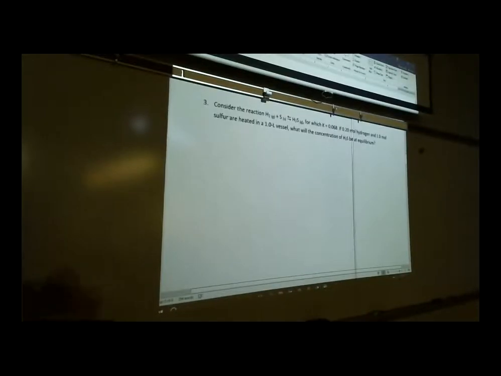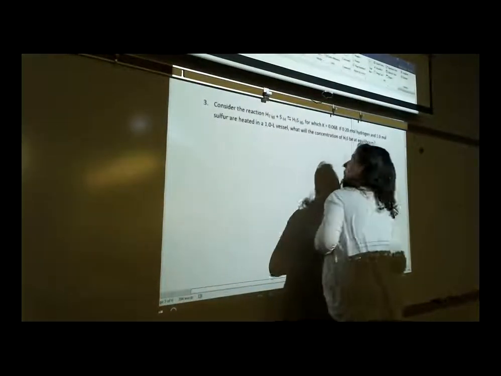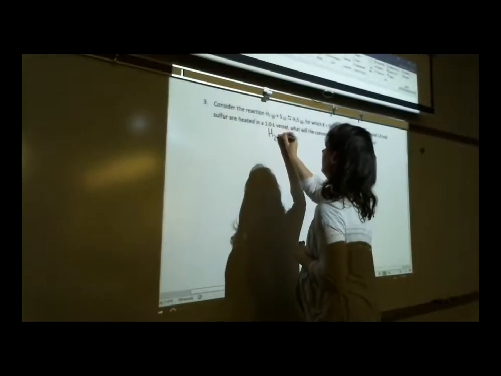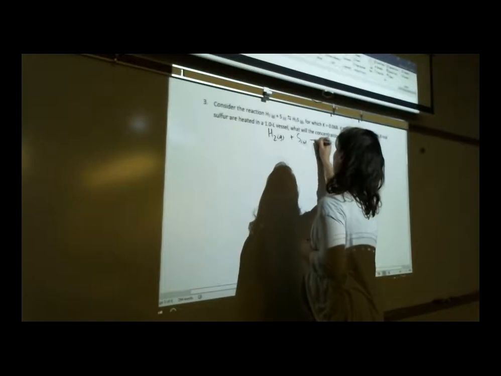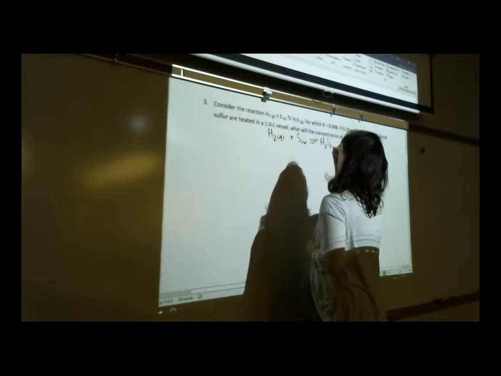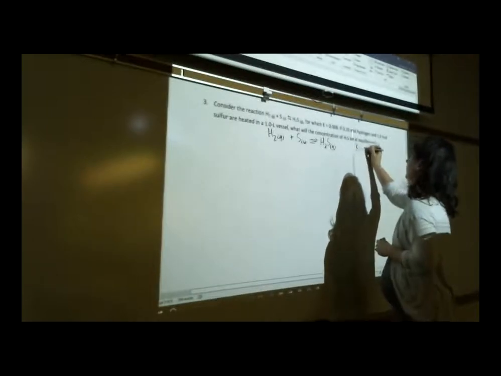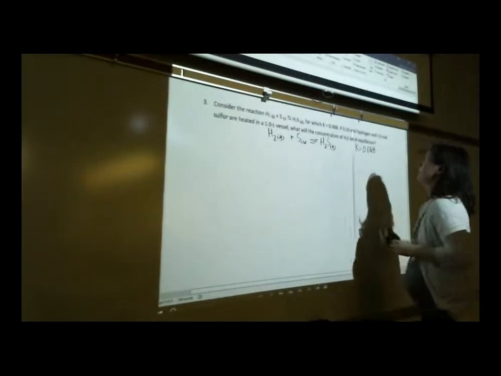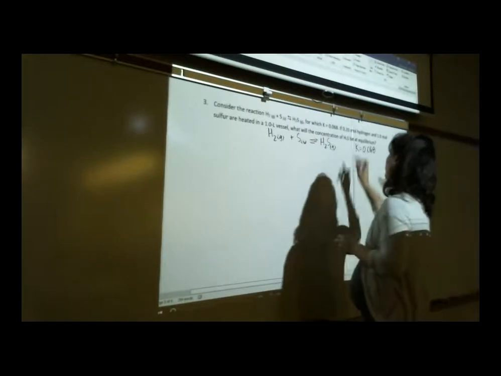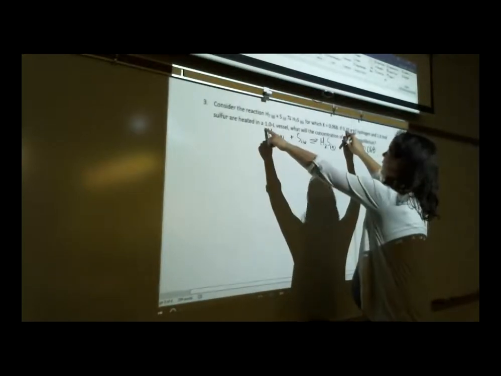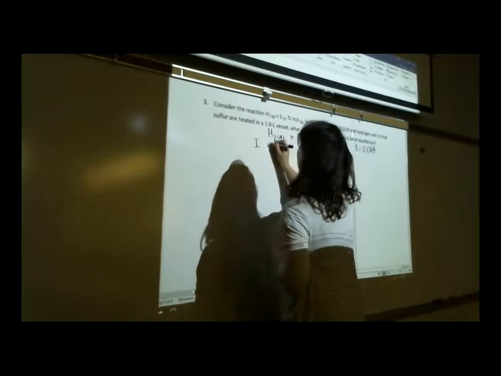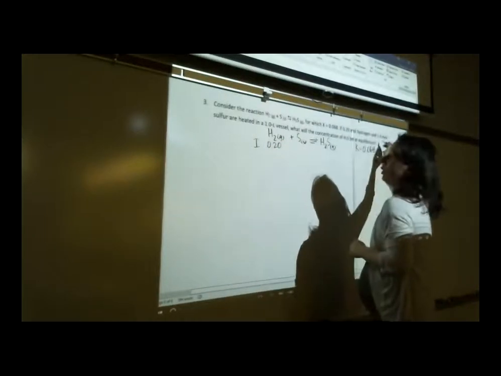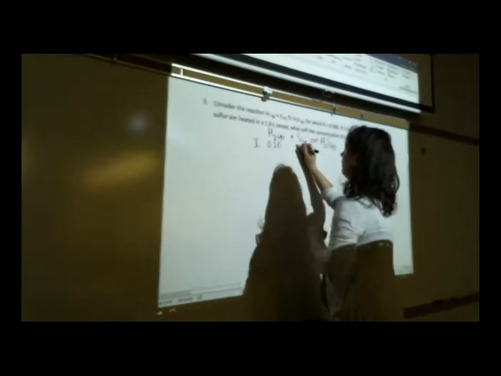All right, number 3. Okay, consider this reaction. H2 plus S is in equilibrium with H2S, and K is 0.068. If you begin with 0.2 moles hydrogen, and this is a 1 liter vessel, right? So moles over liters, so the initial concentration is just 0.2. And 1 mole of sulfur in a 1 liter vessel.